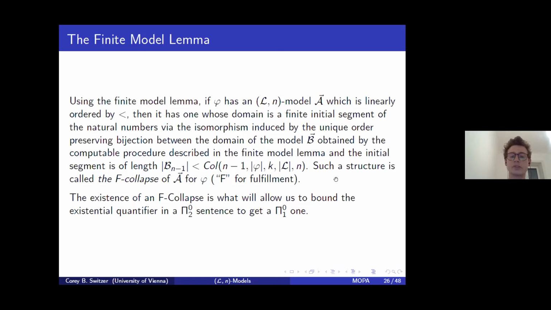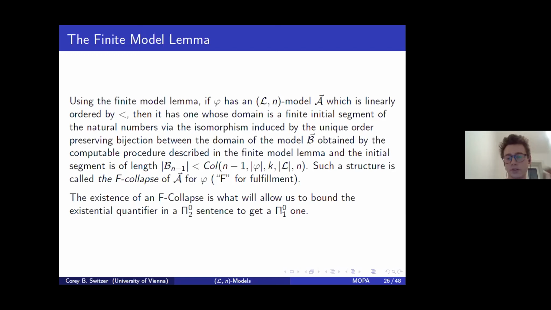And so I'm going to call such a structure the F collapse of A for phi. F for fulfillment. So I think of this as a kind of Löwenheim-Skolem collapse, or a Mostowski collapse, where you have some big H_kappa, and then you collapse everything down to some little real that was what you actually cared about. It's the same kind of idea. And what the F collapse is going to give us, what we'll see, is that it's going to allow us to bound that universal quantifier in the Pi^0_2 sentence to get a Pi^0_1. All right, but more on that later.